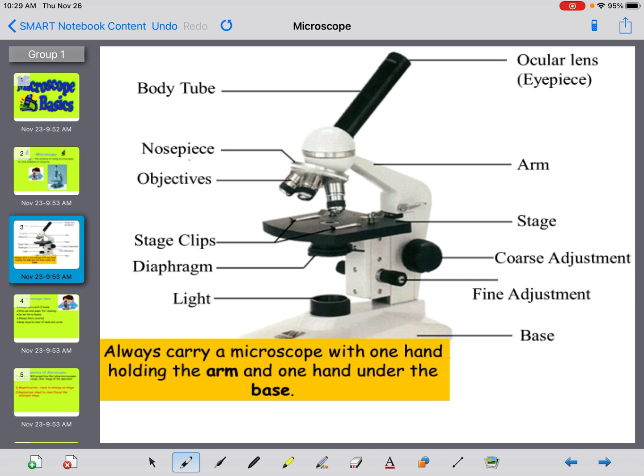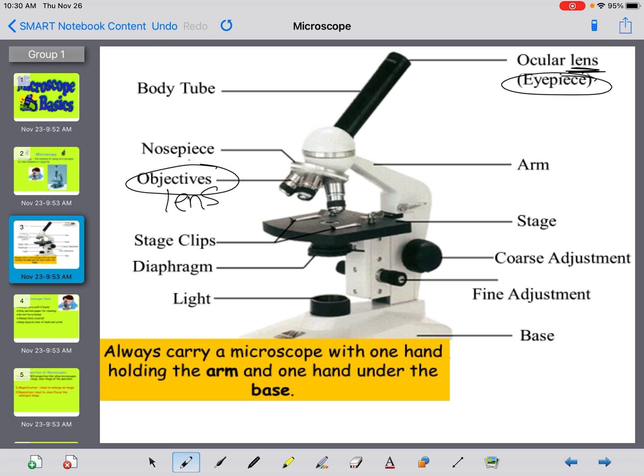So let's talk about the different pieces. There are two lenses that help us to enlarge the organism that we're looking at. There's a lens in the eyepiece. It's called an ocular lens, but it also goes by the term eyepiece. And we also have objective lenses. This is a light microscope, and most high schools and some elementary schools have these as well.